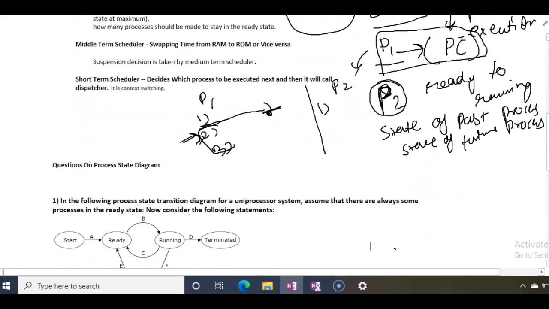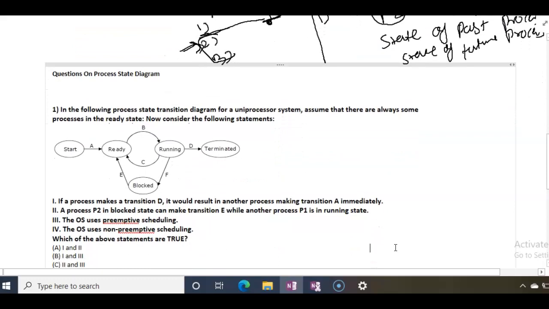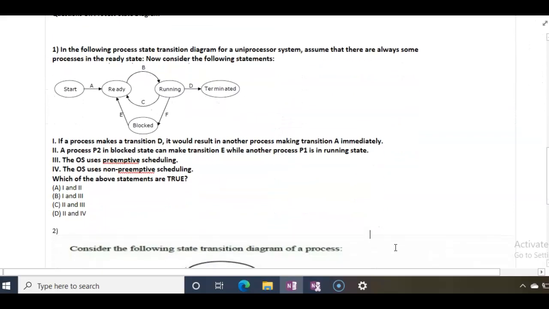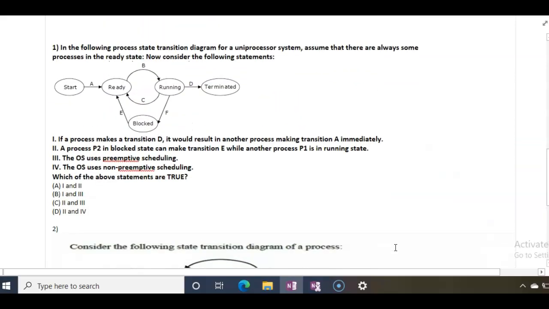And now moving forward, I think this is the end of the process state diagram. And now moving forward to the questions that were asked in GATE. I don't know the year of these questions, but these were asked in GATE. These two questions are very important. So I'm going to solve the first question.